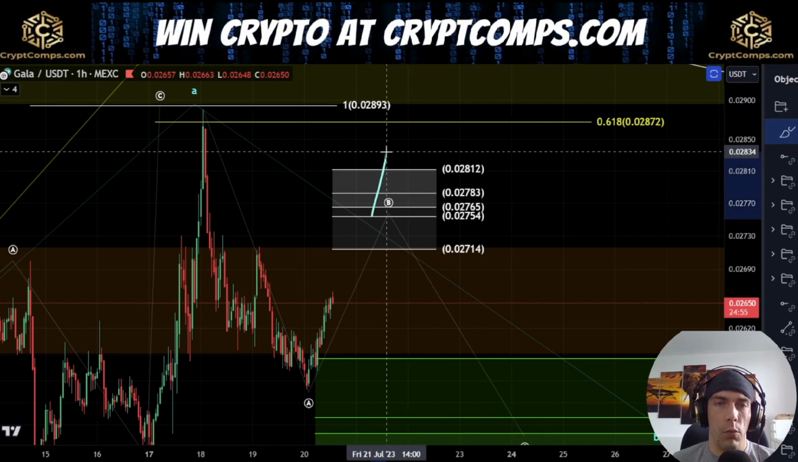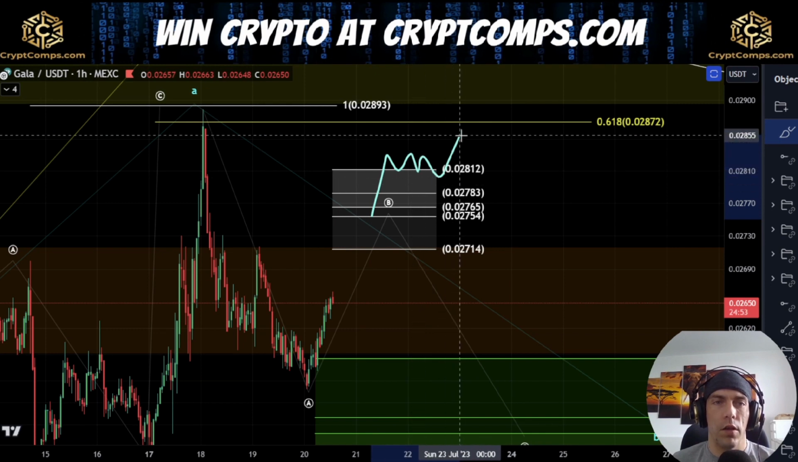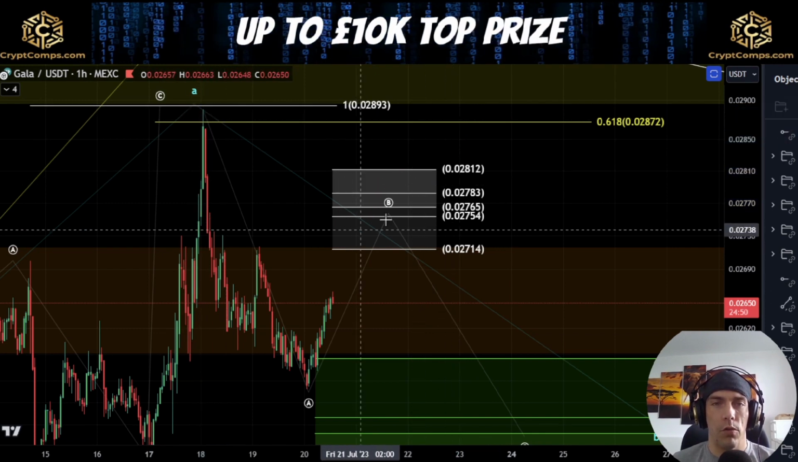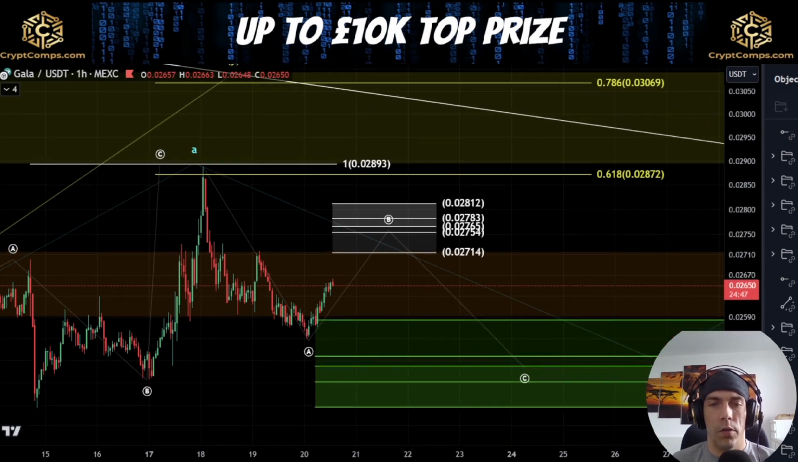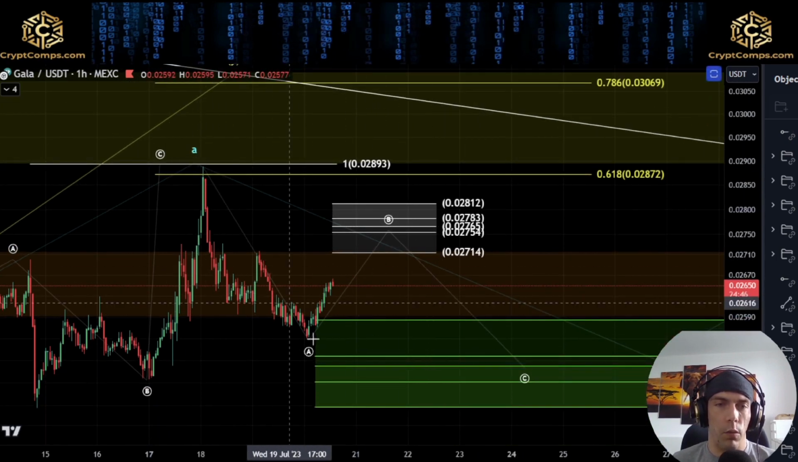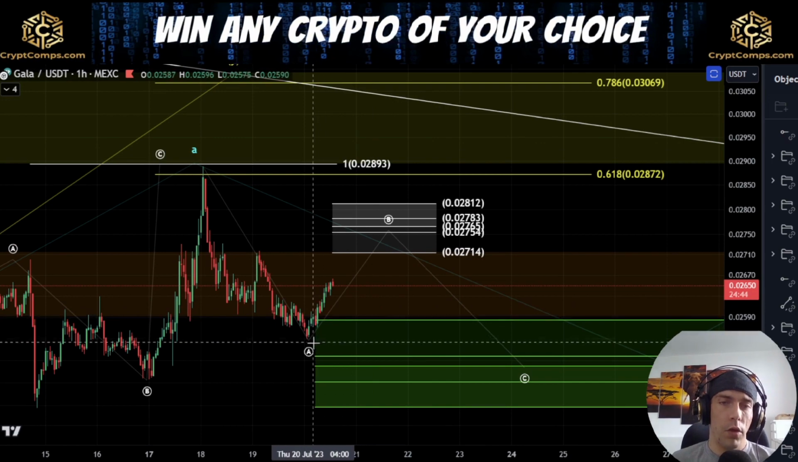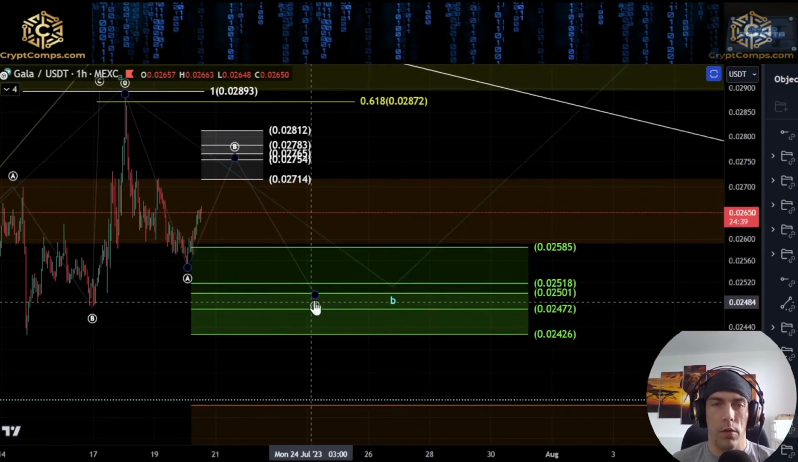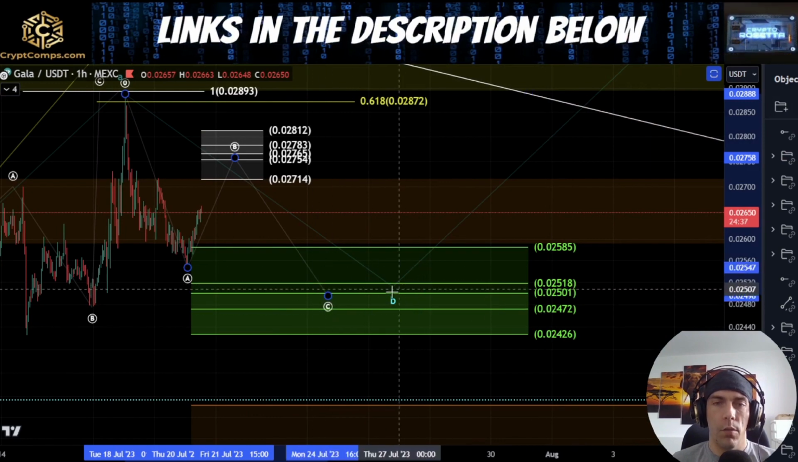We can potentially wick this, but if we start consolidating above this, it becomes more likely we're going to see price look to take this high, which would invalidate this idea of this developing as this B wave in the way that I'm looking at it now. If we do see price move back up here, potentially what we could see is that move back into this lower target area here. So going to be keeping an eye on this.